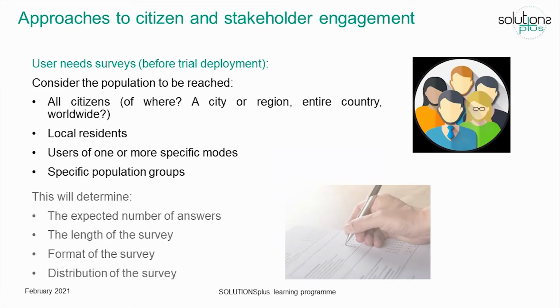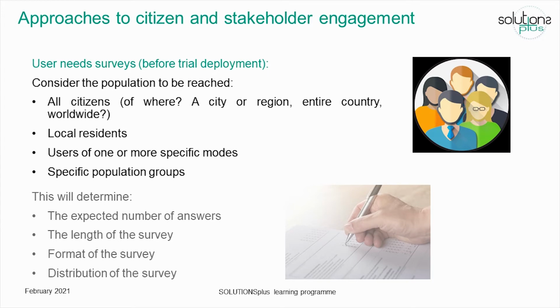Before any deployment, user needs surveys need to be carried out. All of the population to be reached needs to be considered. Who are we looking for? All of the citizens, and if so, the citizens of where? A city or a region or an entire country? Consider that an online survey with a hyperlink published in social media, for example, might get responses from anywhere in the world. So consider where you want responses from and be clear about it.